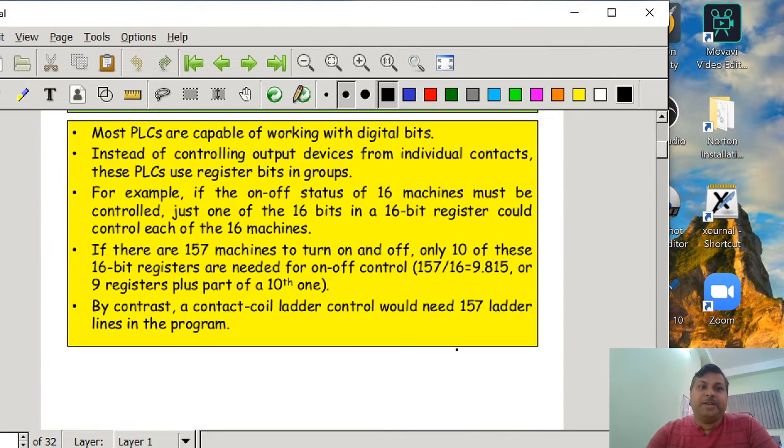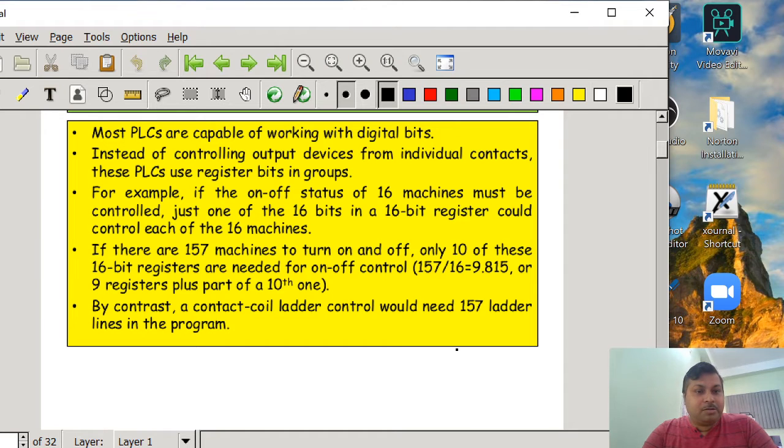As an introduction, most PLCs are capable of working with digital bits instead of controlling output devices from individual contacts. These PLCs use register bits in groups. For example, if the on-off status of 16 machines must be controlled, just one of the 16 bits in a 16-bit register could control each of the 16 machines. If there are 157 machines to turn on and off, only 10 of these 16-bit registers are needed for the on-off control, because 9 full registers and one partial one we have to use, okay?